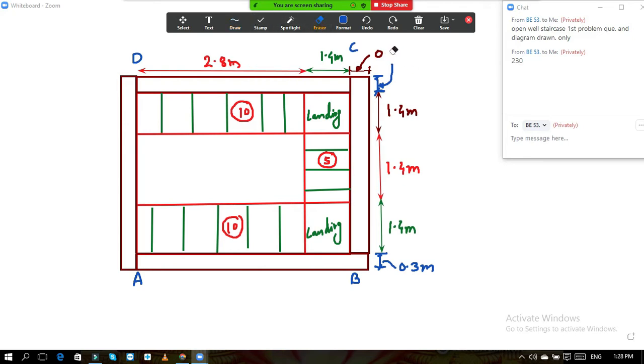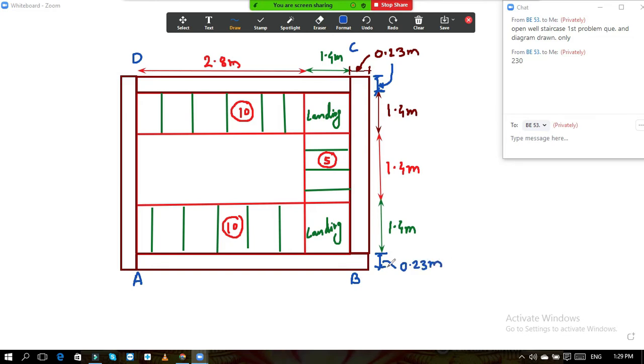So it is not 0.3, it is 0.23. It is given in the problem. You can assume if it is not given in the problem, but now it is given in the problem, so we will take that value 0.23 meter.